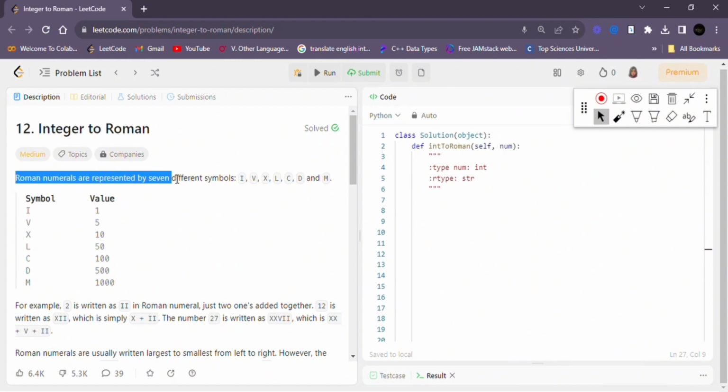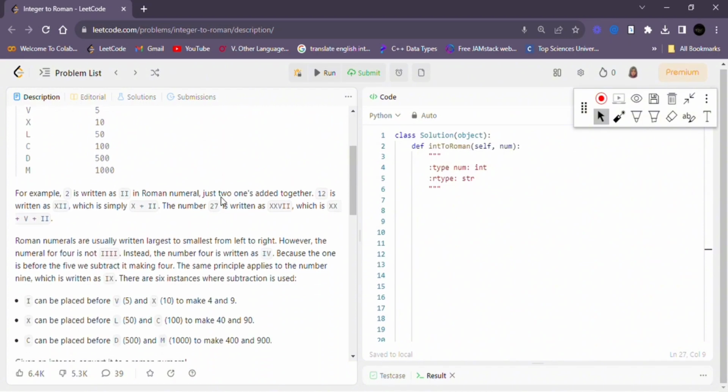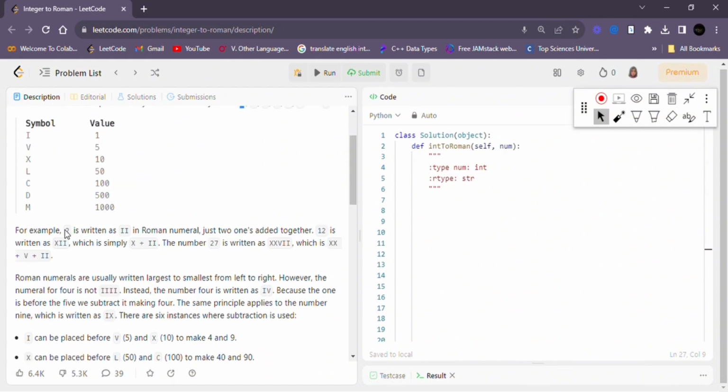Roman numerals are represented by 7 different symbols: I, V, X, L, C, D, M. For example, if we need to write 2 as a Roman numeral, we write it as double I, and 3 as triple I. For 12, X represents 10 and II represents 2, and if we add up both, X double I, that means 12.